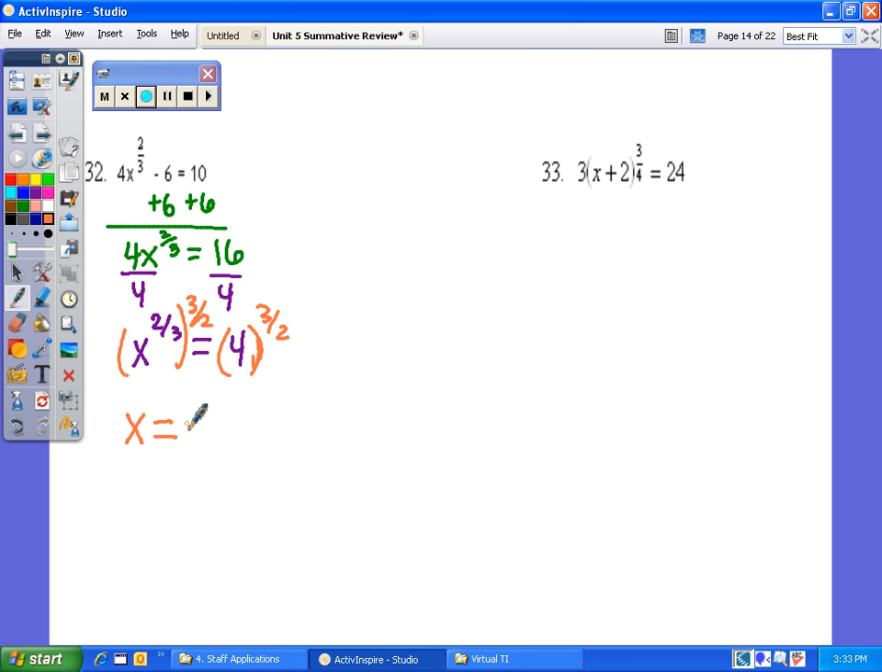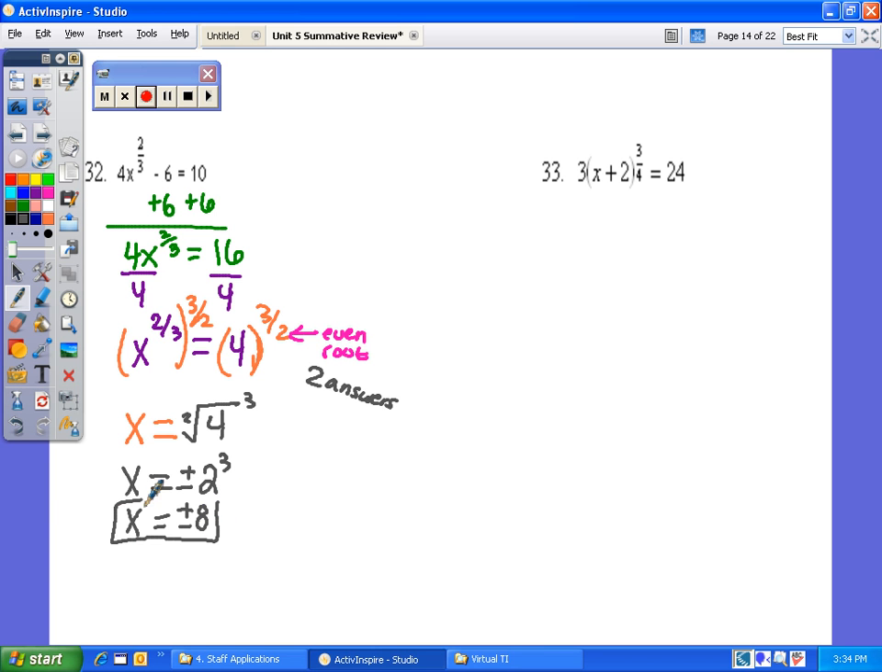Now remember, this in essence is an even root. Remember, even roots have 2 answers, plus or minus whatever. So this is going to be the square root of 4 cubed. So that's really going to be plus or minus 2 cubed, which means your answer is plus or minus 8. And this really represents 2 answers, a positive 8 and a negative 8. So you have to check both.